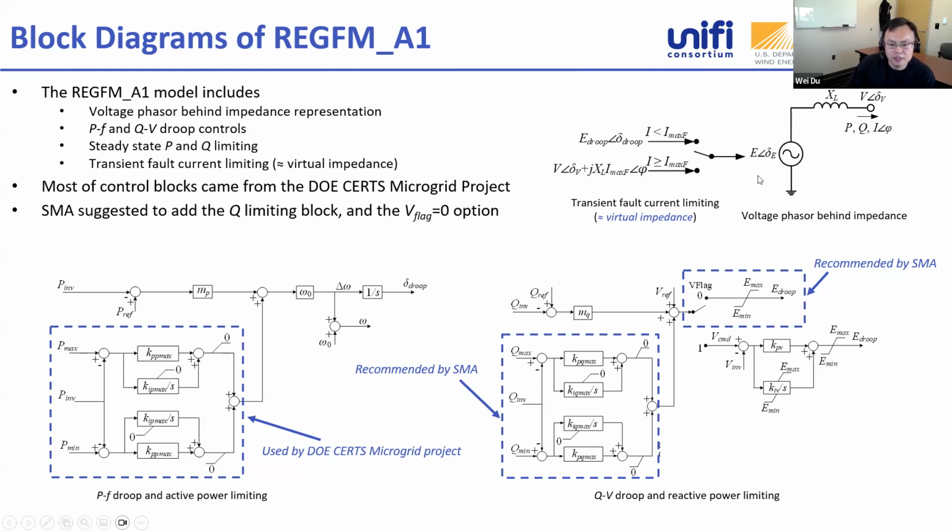And then, this is just the overall overview of all the control blocks for this REGFM-A1 model. I do not have time to explain all the details, but I assume that this is the first version, and I think many people probably know droop control well, so I don't need to explain all the detail in this presentation.